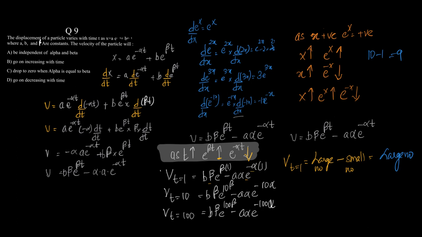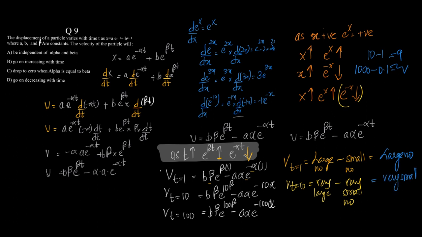I can further give an example for the second case. When t is equal to 10, e raised to 10 beta is basically a very large number, exponential power to the 10, minus e raised to minus 10 alpha. We know that for e raised to minus 10 alpha, the value decreases, so this will be a very small number. And a very large number minus a very small number, say 1000 minus 0.1, will again give you a very large number.